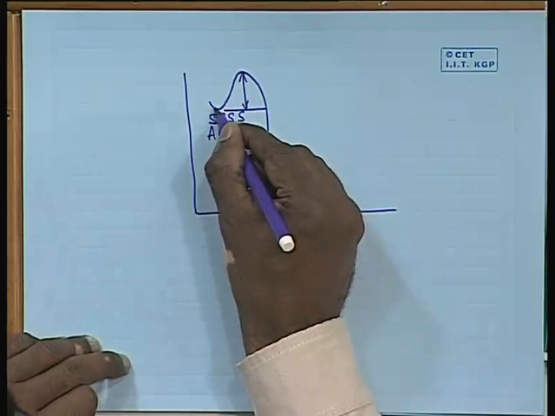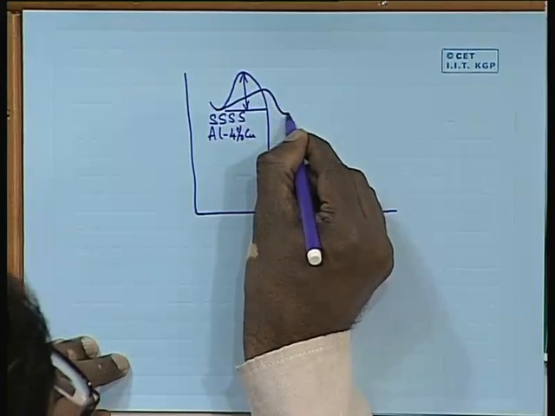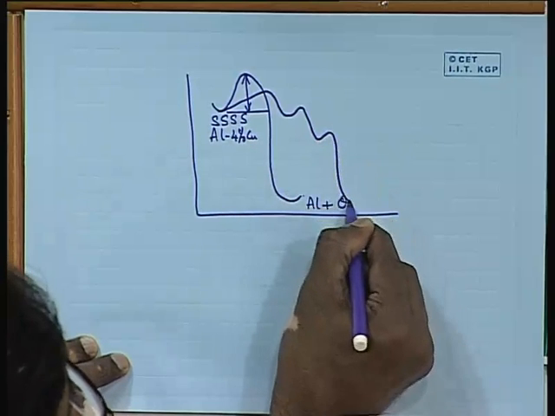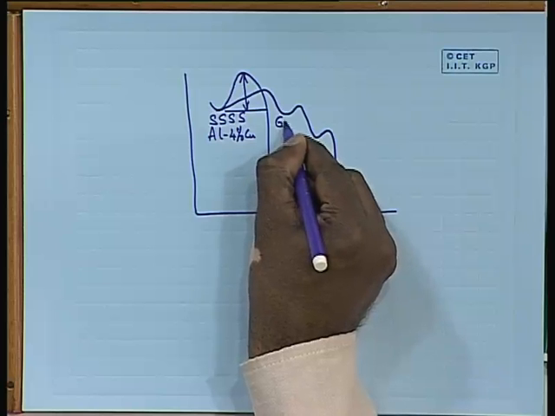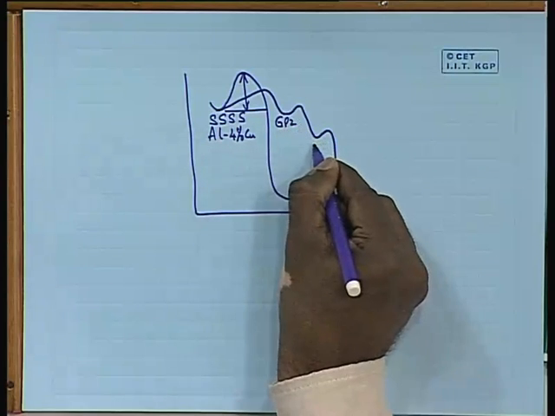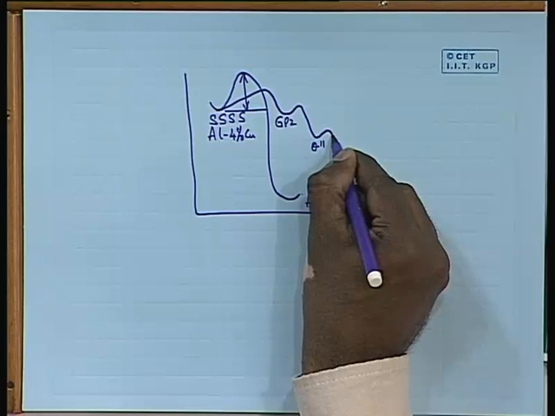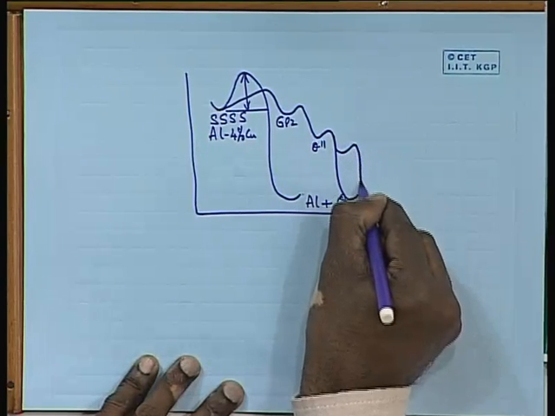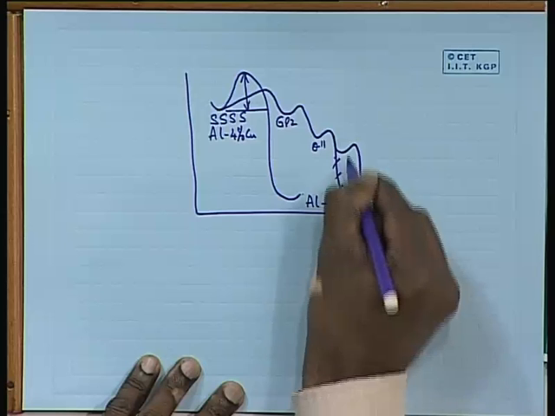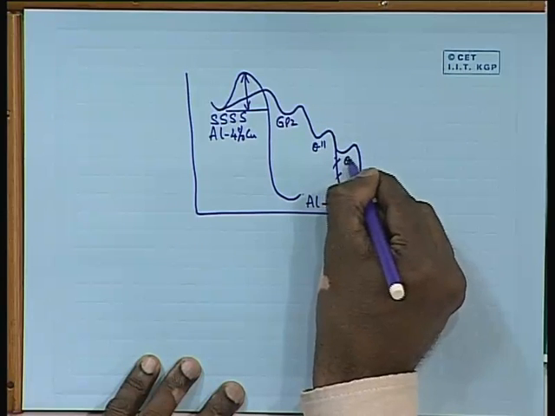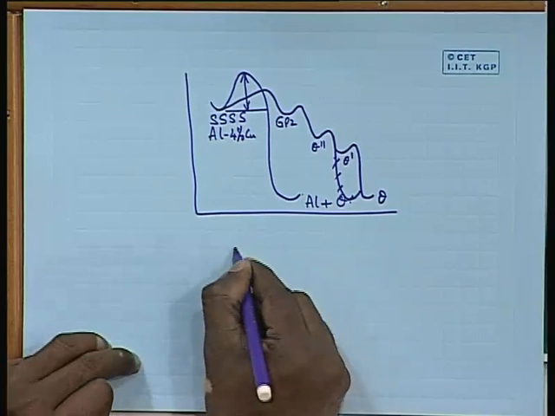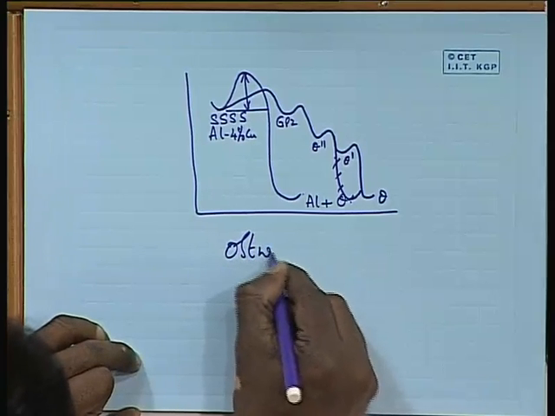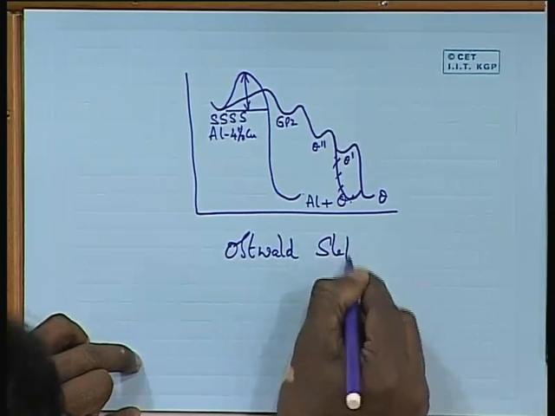Instead, the process will occur in a number of steps, finally leading to the theta phase. The first step is what we call the GP zones. Second step is called the theta double prime. In fact, I think I should have put another step here. So this is the third step, theta prime, and finally the theta. So this is how the transformation occurs in steps, and this is the famous name people give, the Ostwald step rule.